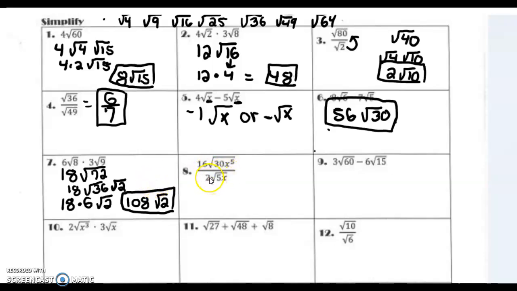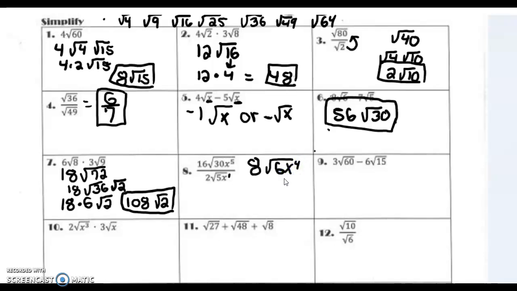8. Outside, 2 goes in the 16, 8 times, okay? Now 5 goes into 30, 6 times, right? So that's going to be under the radical. Now if you look at the variables, 5, remember there's a 1 there. When you're dividing, and again it's under the radical, you're going to subtract the exponents. So that's going to be 4.